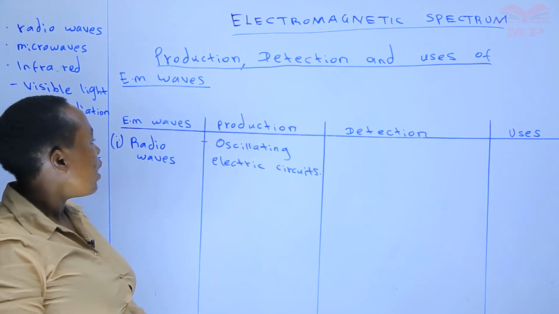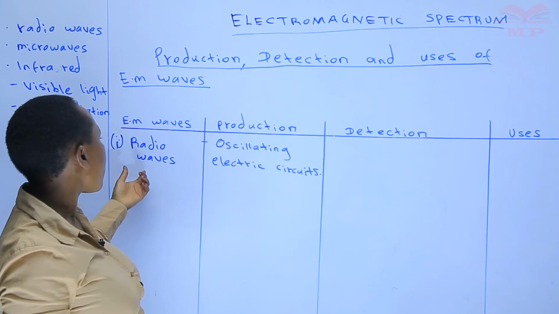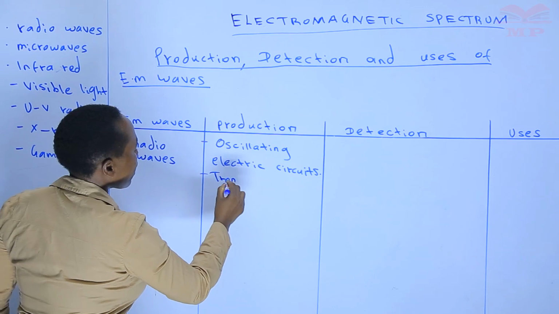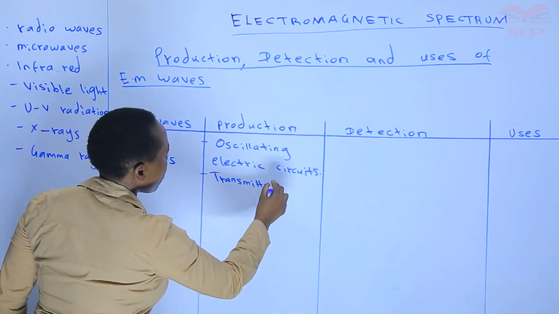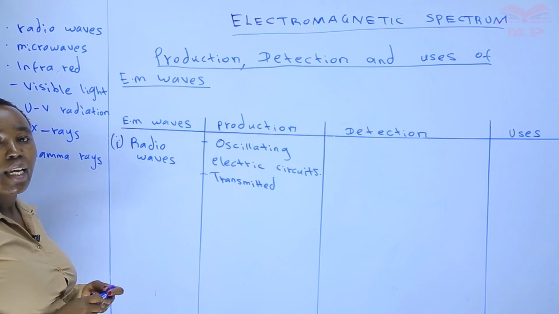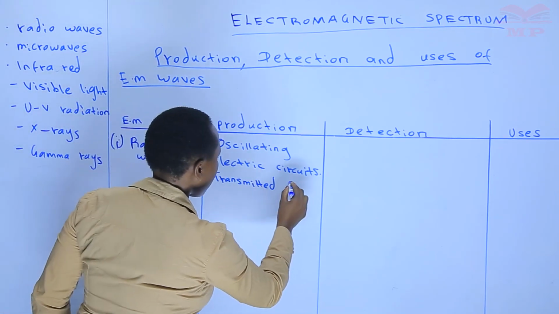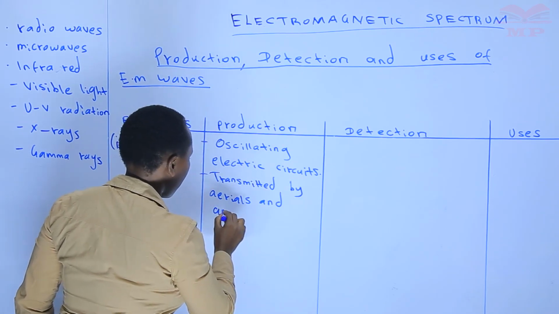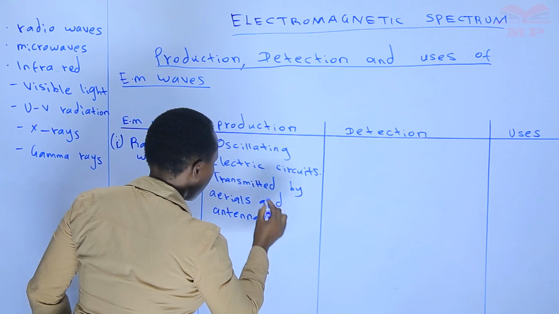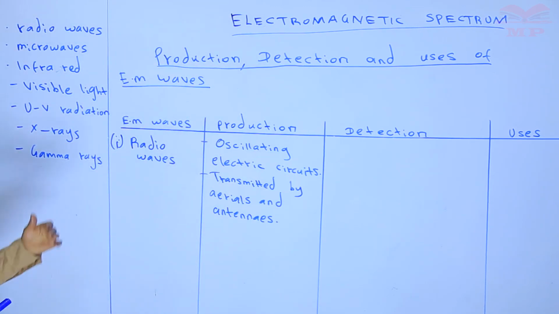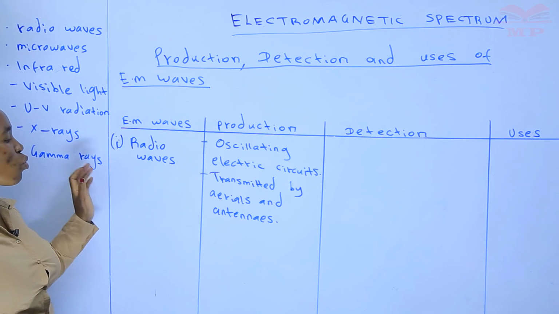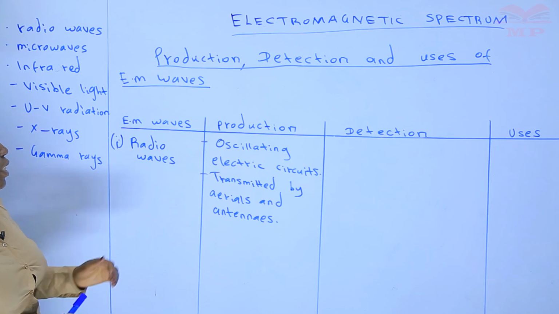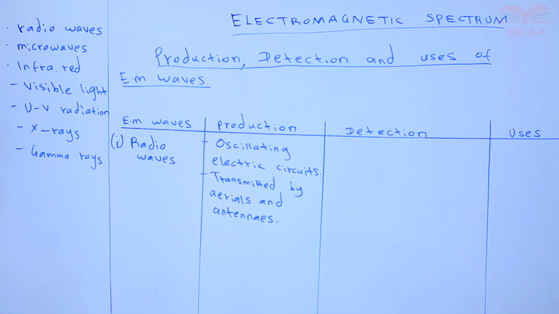And in the production, we can also say something about how the radio waves are transmitted. They are transmitted by the use of aerials and the antennas. That's how they are transmitted from the radio station to where they are being received. So that is the production of the radio waves.